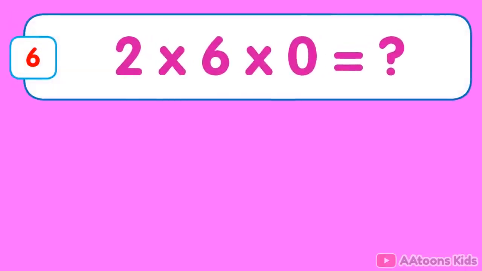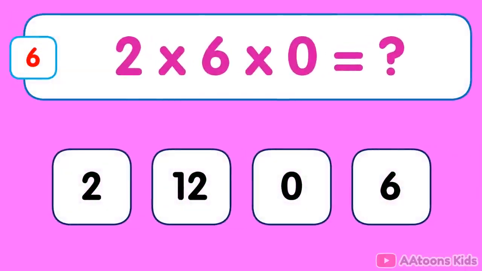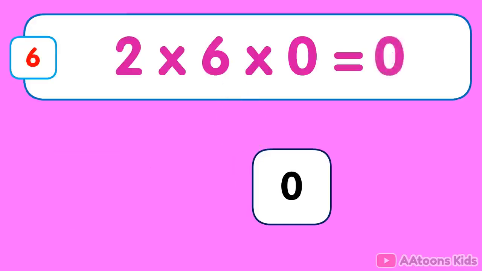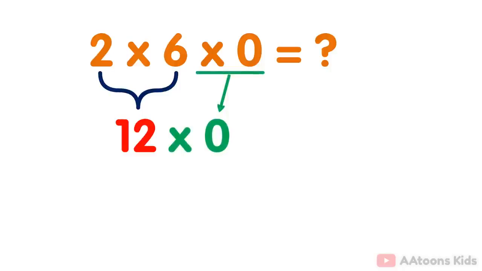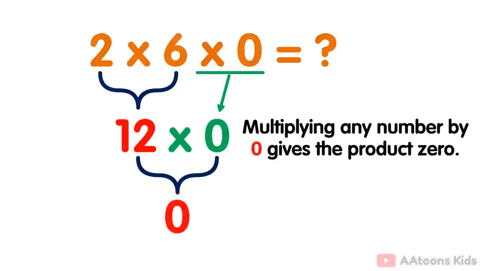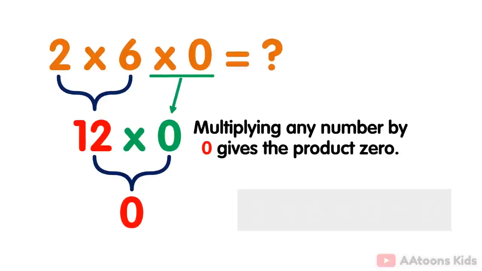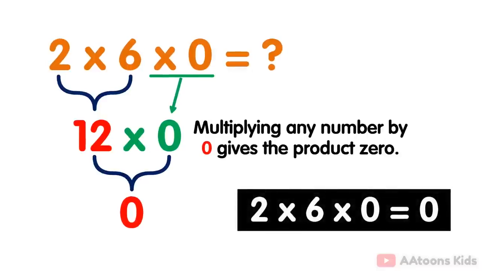2 multiplied by 6 multiplied by 0. 0. Simply multiply the numbers 2 and 6, which equals 12. Then you multiply the result 12 by 0. Multiplying any number by 0 gives the product 0. Therefore, the answer to 2 multiplied by 6 multiplied by 0 is 0.